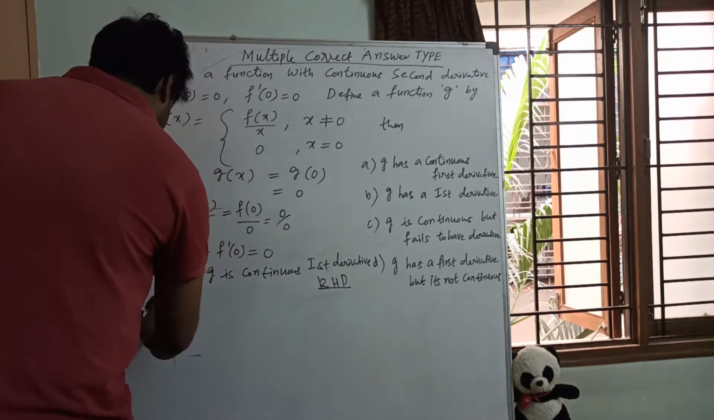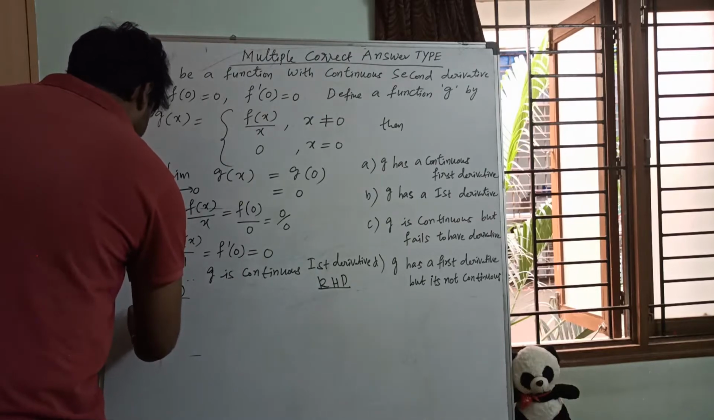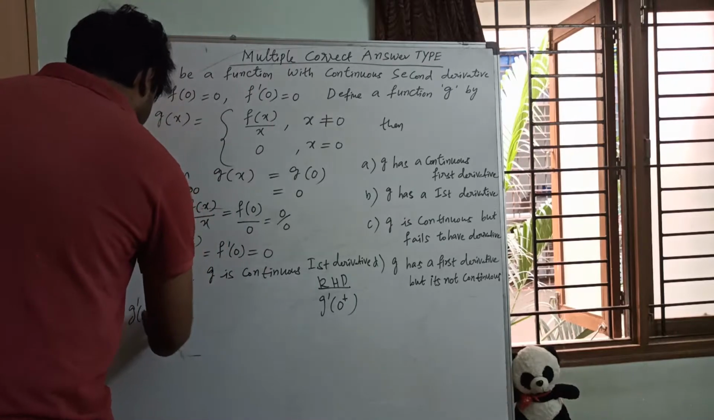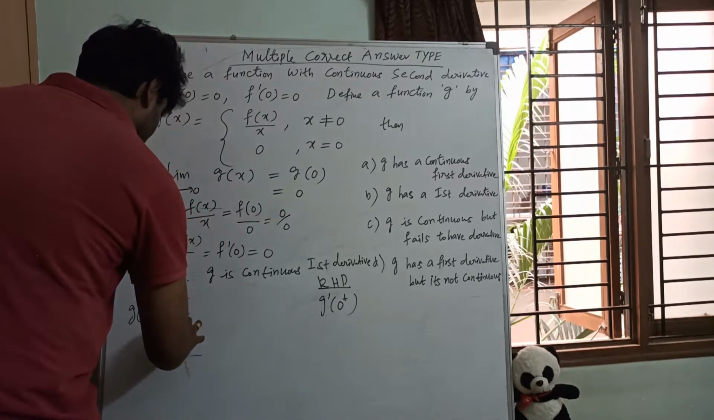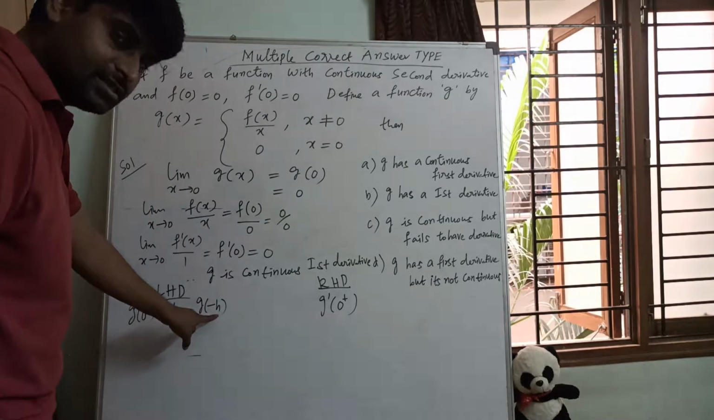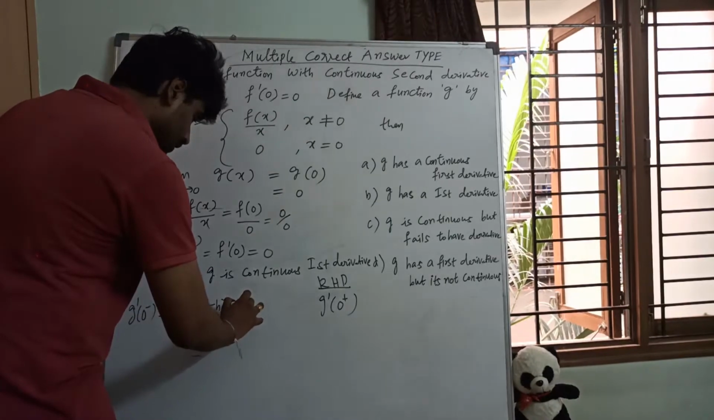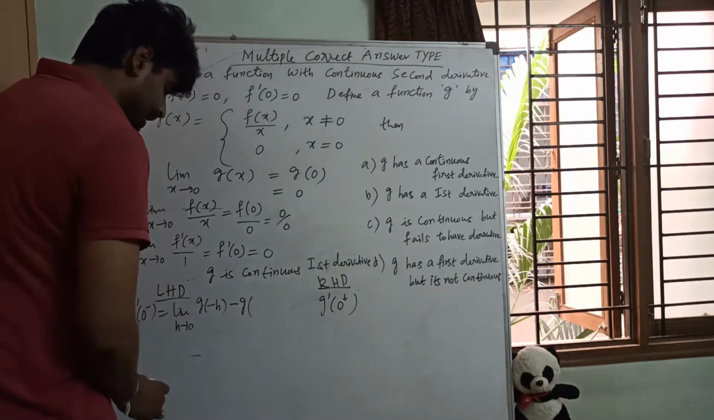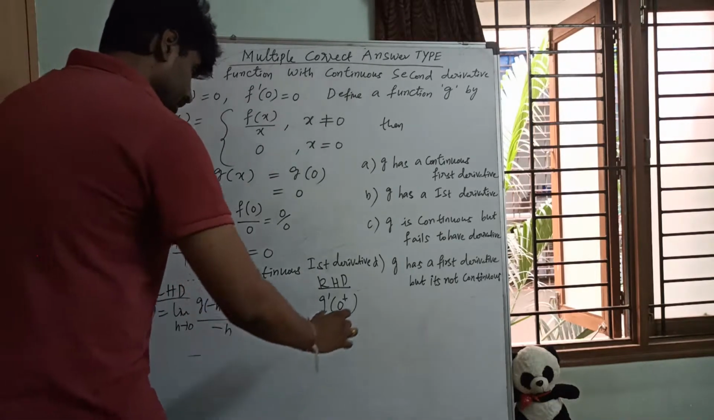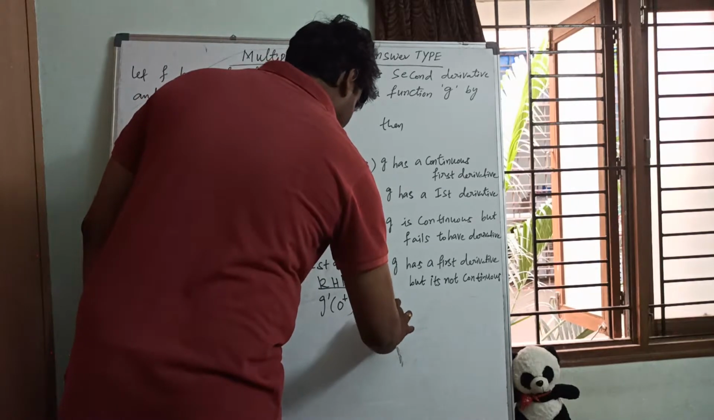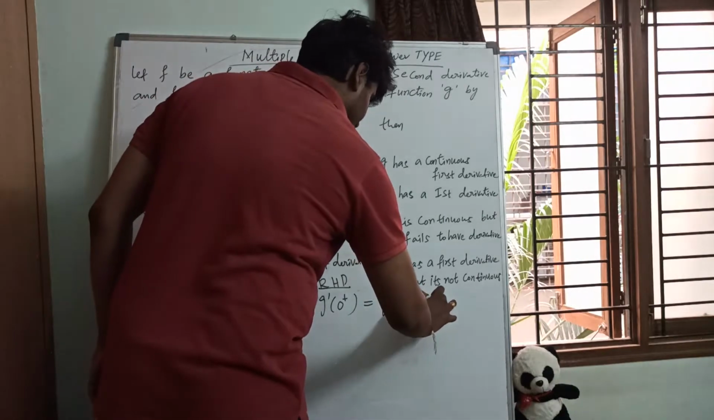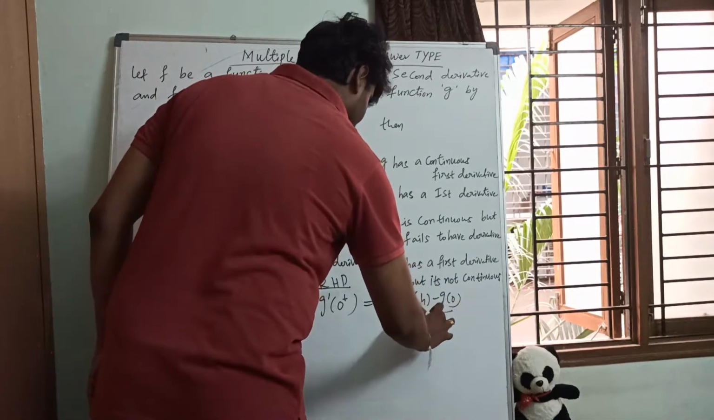LHD means g dash of 0 minus, and here g dash of 0 plus will be checked. So what is the formula? Limit h tends to 0, g of minus h means 0 minus h, correct or not? That is the principle of LHD, RHD, left hand derivative, right hand derivative. 0 by minus h. And here, limit h tends to 0, g of 0 plus h, correct or not? Means g of h minus g of 0 by h.